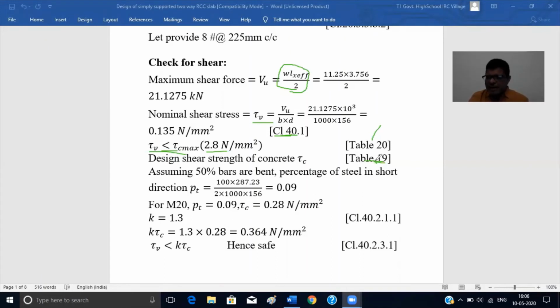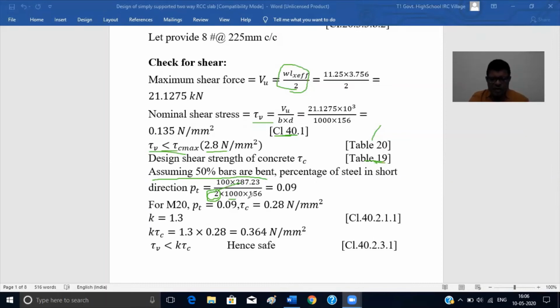You see that table number 19, which is the permissible design strength of concrete in shear, tau c. Now again in the slabs, we assume 50% bars are bent up. Not all the bars are taken to the support. So the percentage of steel will depend on the 50% of the bars. This is why half, 2, is used. This 2 means half of the steel. Total steel provided was 287, so half will go to the support. So that is why 2 is used here. So divide this by 2, or you can multiply this by 0.5 as you like.